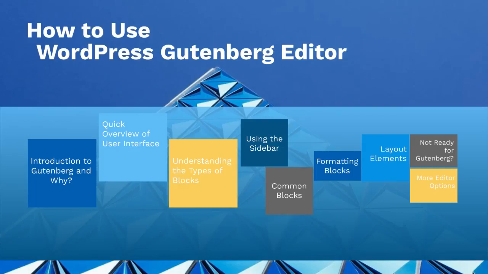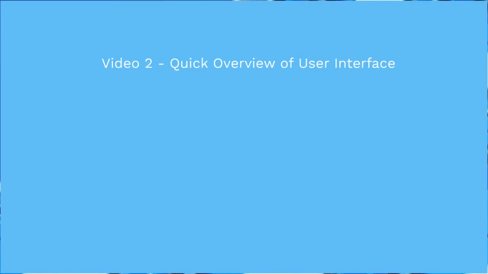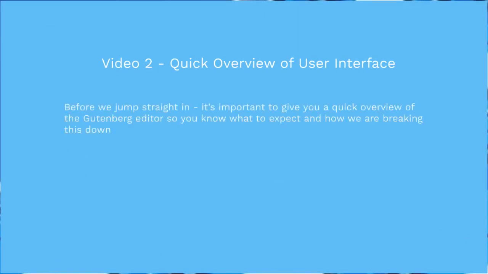Hello and welcome back. This is video number 2, and we're going to talk about a quick overview of the user interface. Before we jump in, I want to say that it's important to give you a quick overview of the Gutenberg Editor so that you know exactly what to expect. You know how everything is broken down, and where things are accessible and all of that. So with that said, let's go ahead and go to a WordPress dashboard and I'll show you around.